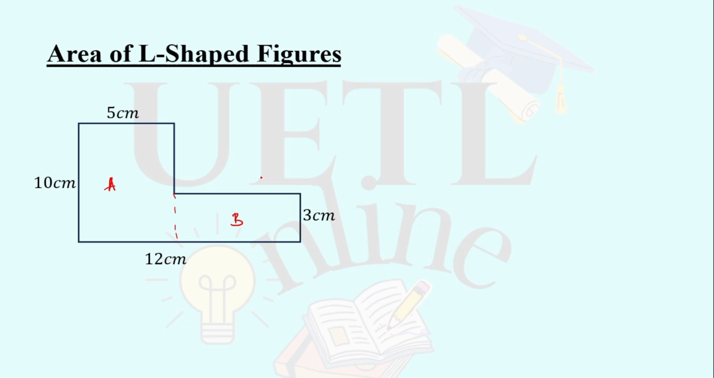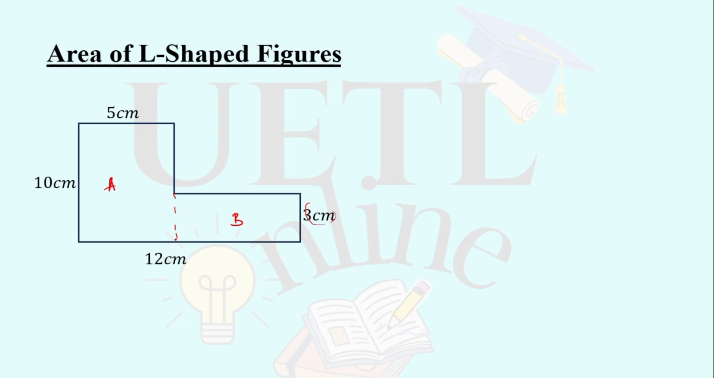Okay, so what we do is this. Let's find all the sides of area B. What do we need to find? You can see that this area A is a rectangle and this area B is a rectangle again. So what do we do here? We're just going to find the sides of area B.